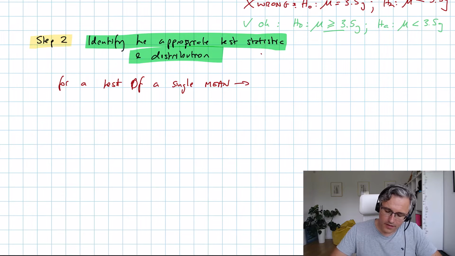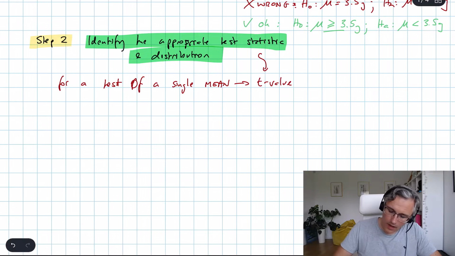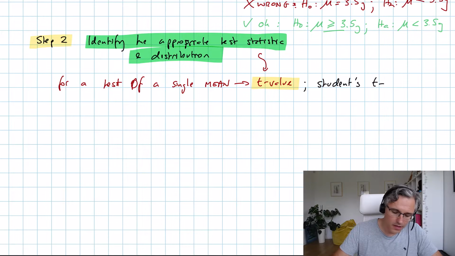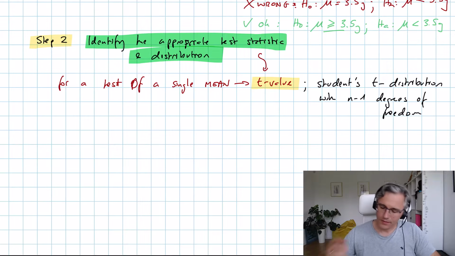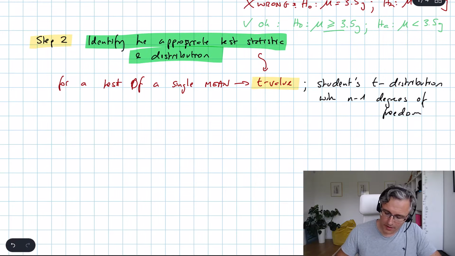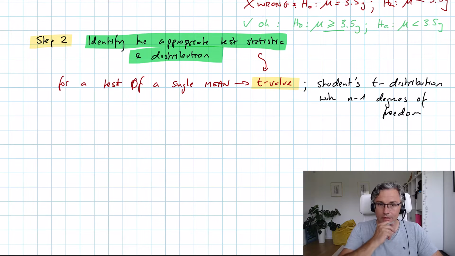The appropriate test statistic is something called the t-value, and it comes from using what's known as the student's t-distribution, which is very often used in statistics, with n-1 degrees of freedom. Sometimes we'll be using n-2. This is with n-1 because we're testing a single mean.